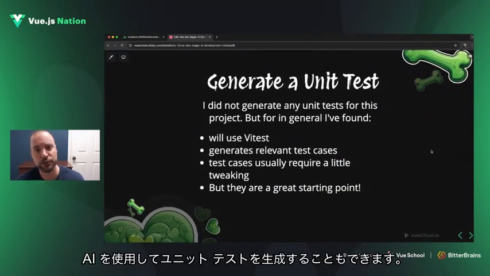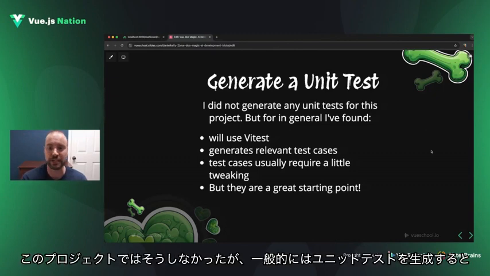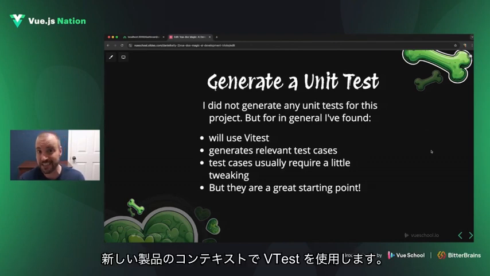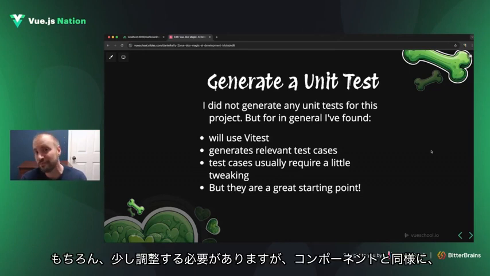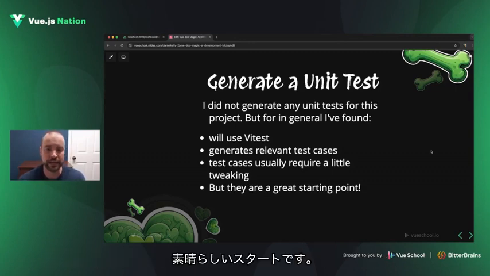Now, you can also use AI to generate a unit test. I didn't do that for this project, but in general, I've found that generating a unit test will use Vitest in the context of a Vue project. It does generate relevant test cases specifically. Of course, you do have to tweak it a little bit, but just like with components, they are a great starting point.